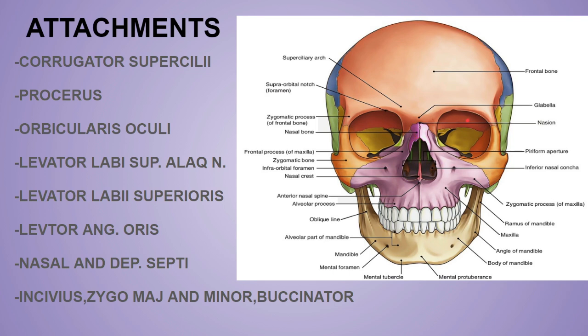So the orbital part of the orbicularis oculi arises from the frontal process of the maxillary bone, somewhere over here, and from the nasal part of the frontal bone, somewhere over here. Now the medial palpebral ligament also arises from the frontal process of the maxillary bone. And the levator labii superioris alaeque nasi also arises from the frontal process of the maxillary bone.